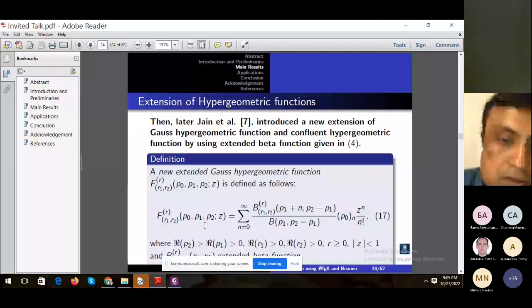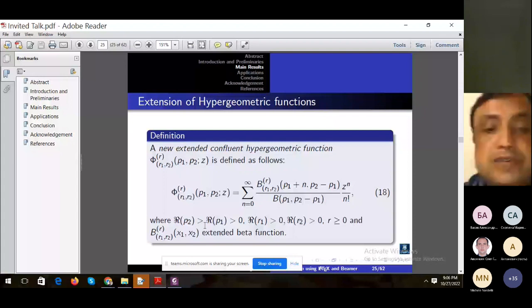So this is the definition. A new extension of the Gauss hypergeometric function, with symbolic notation F of r, r1, r2, p0, p1, p2, z, is defined as follows. In equation 17, you can easily see that the right-hand side becomes the summation of n equal to 0 to infinity. The numerator represents the extended beta function introduced by me and my team, and the denominator is the classical beta function, B(p1, p2 - p1), times (p0)_n, z raised to power n, over factorial n. And this is the extended Gauss hypergeometric function. It is convergent for the given conditions.